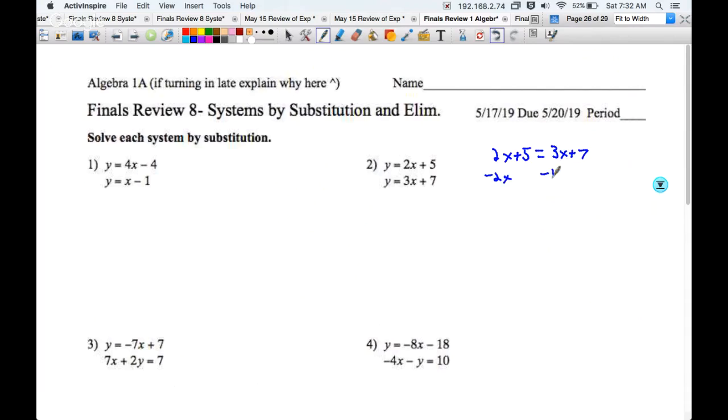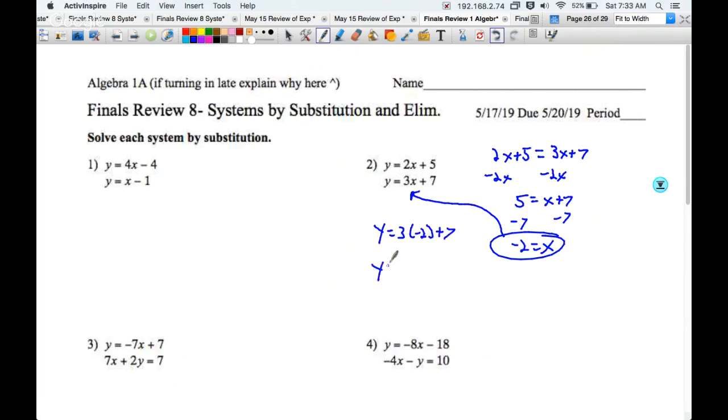From here, I'm going to take 2x away from both sides. I got 5 equals x plus 4. Take 4 away from both sides, 1 equals x. You're not done. You still have to solve for y. Plug it into either spot for x. We get y equals 3 times negative 2 plus 7. Y equals negative 6 plus 7. Y equals 1. And then, as a bonus step, write it as an ordered pair.